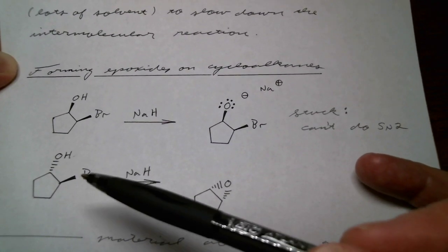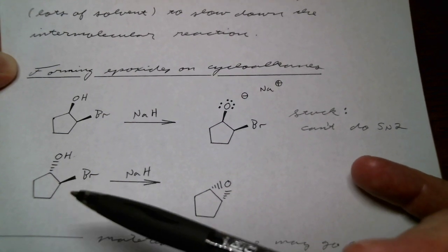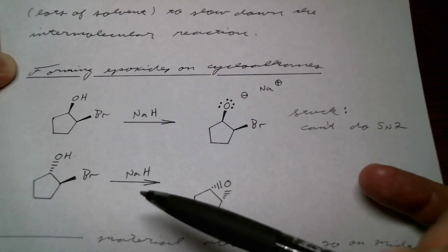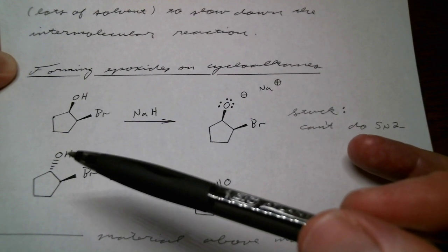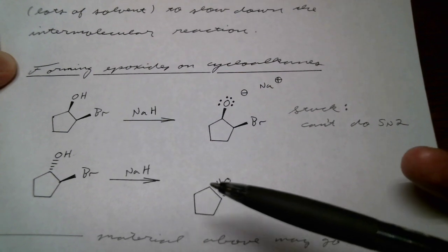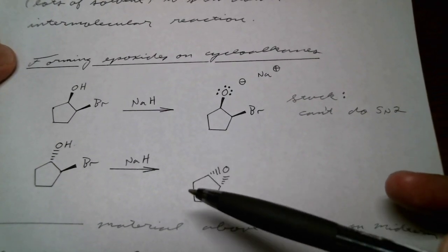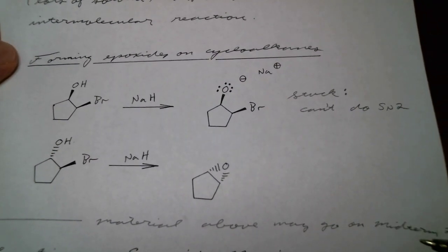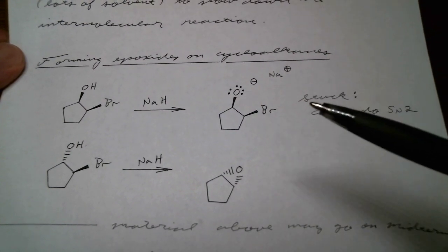However, if it's a trans orientation on that cycloalkane, we can in fact do the SN2 quite easily. That sodium alkoxide would come from the back side and kick out the bromide leaving group, and we'd form this nice epoxide. So I think all the material above this point, this line drawn in the notes, will go on our first midterm.